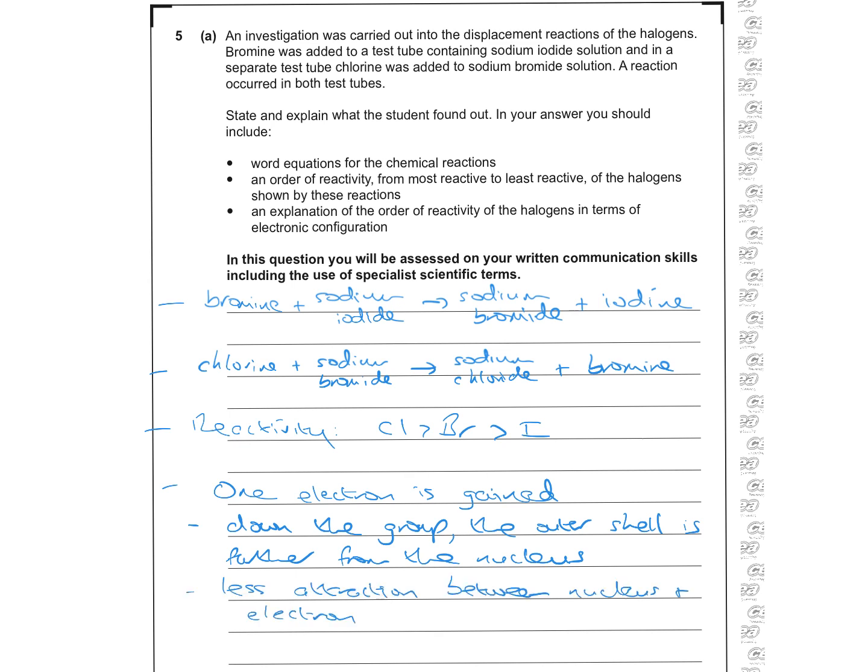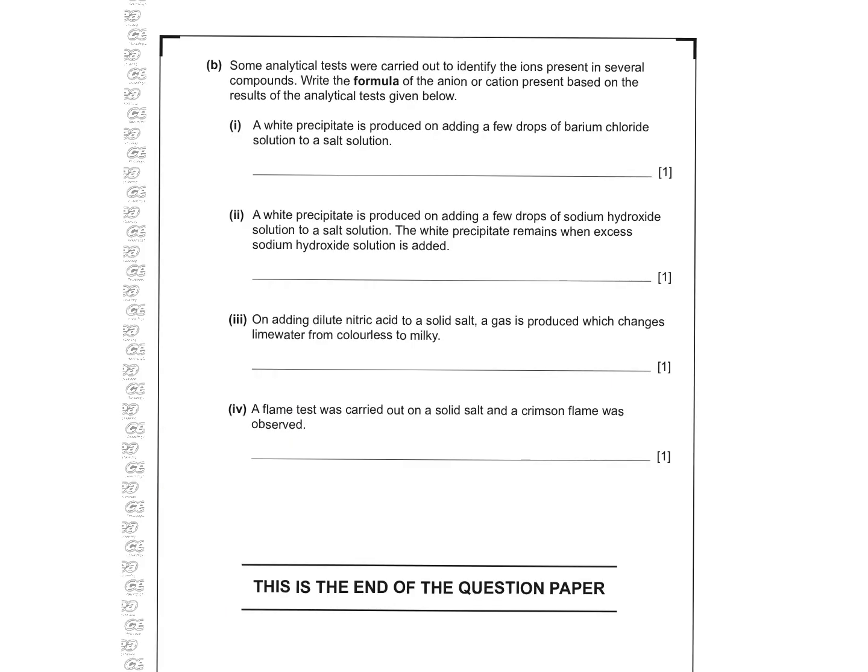Of course, you could have written that, as I alluded to a few moments ago, as you go up the group, the outer shell is closer to the nucleus, so there's a stronger attraction between the nucleus and the incoming electron. On to the last part. So these are chemical tests, and we have to write the formula of the anion and cation present.